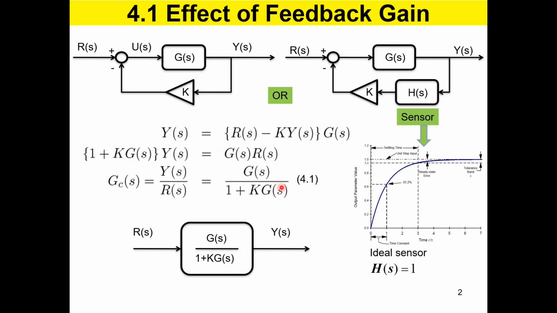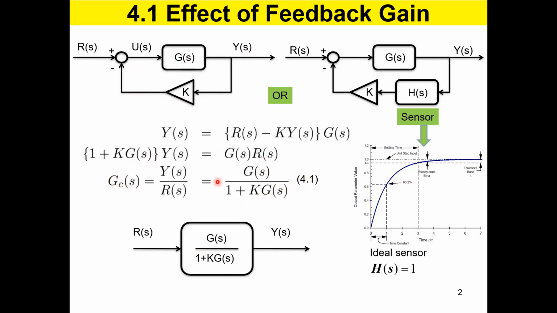This is a very, very important equation, 4.1. The most common equation in control systems. And on the left-hand side, we give it a name G_C(s), which means the closed loop transfer function. The loop is now closed. It was open. Now with the feedback, it is a closed loop. So therefore, we don't say G(s), but G_C(s).